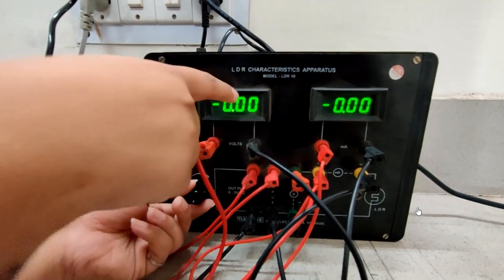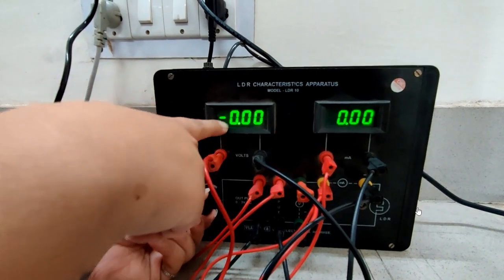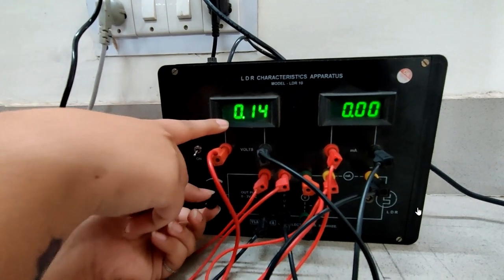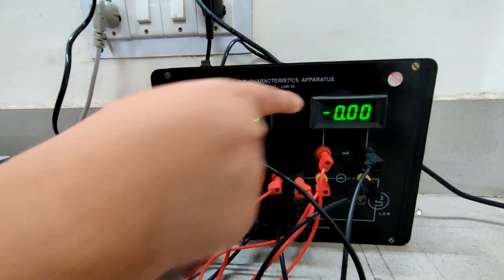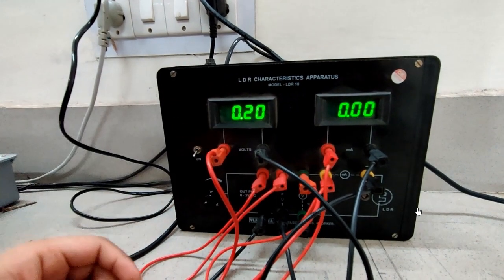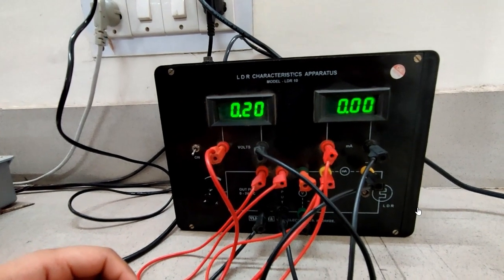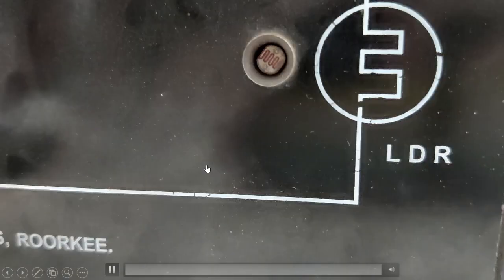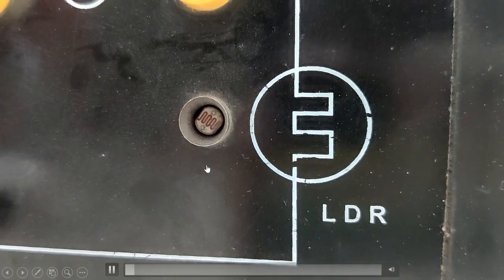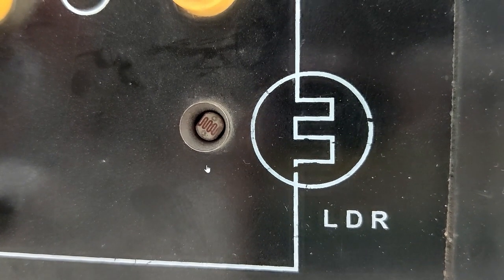Second are the voltmeter and the ammeter. The voltmeter shows the reading of the supply voltage, and the ammeter shows the reading of the output current when we show light on the LDR. The third part is the LDR, which is mounted on the surface of this apparatus.